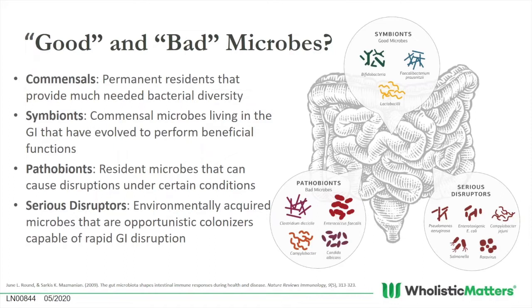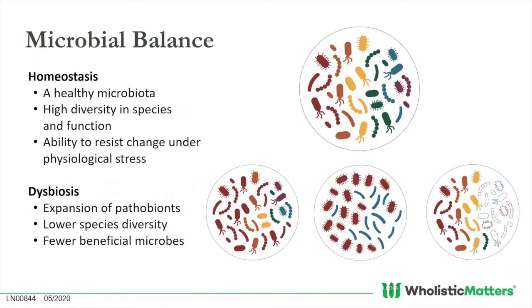But beyond that, we have these additional external microbes. These are environmentally acquired ones that are opportunistic colonizers, and they can cause this rapid GI disruption. So thinking of things like Pseudomonas, enterotoxigenic E. coli, Campylobacter jejuni, Salmonella, rotavirus, all of these are able to really cause a lot of big problems.